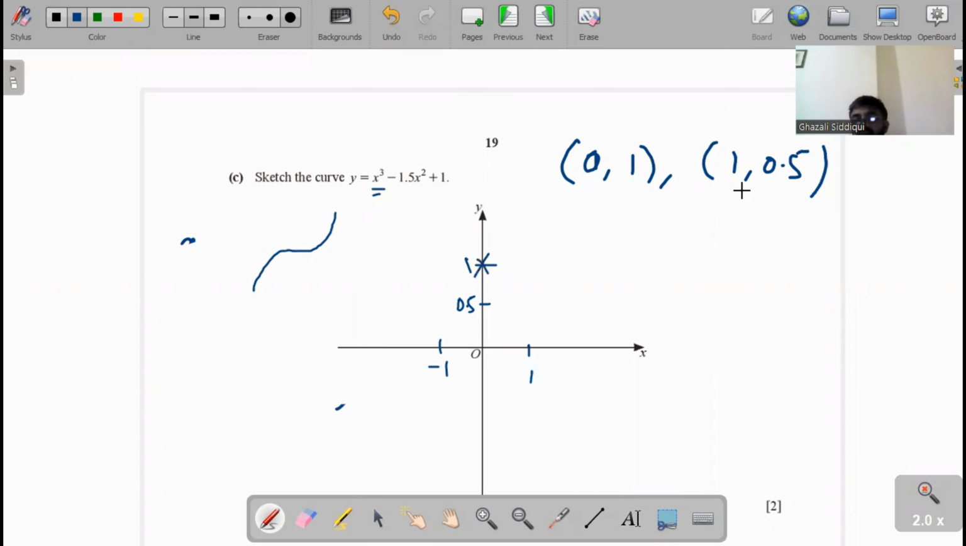This is the turning point. Another turning point is (1, 0.5). That is the turning point. Using these turning points, the graph of this curve will be this type of graph. And this is the answer.